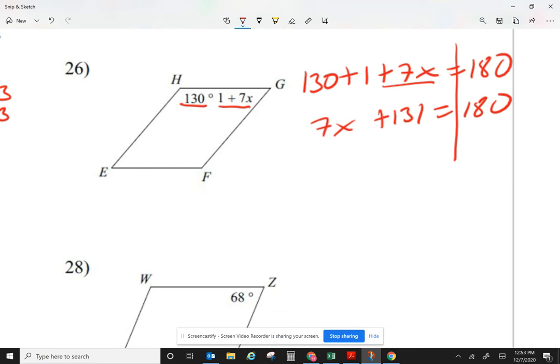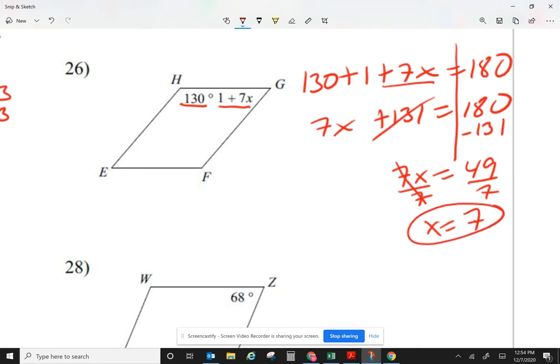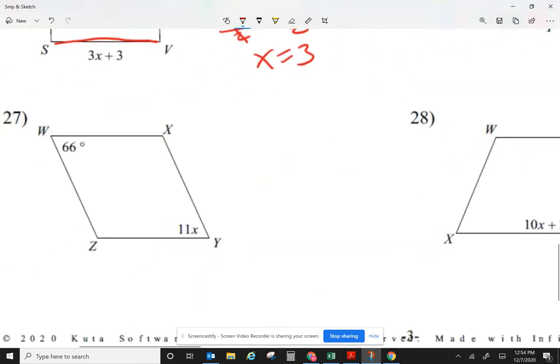To get the x by itself, this 131, let me move it to the left side as minus 131. So I have that 7x equals 49. Let me divide by the number in front of the x. 49 divided by 7 is 7. So x equals 7. Let's take a look at a couple more examples.